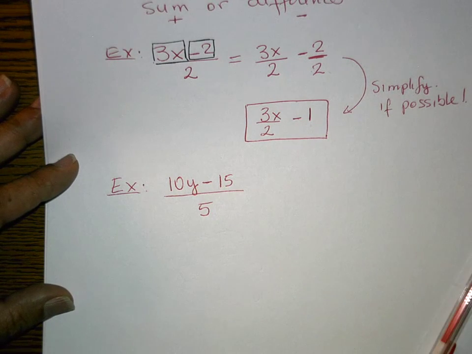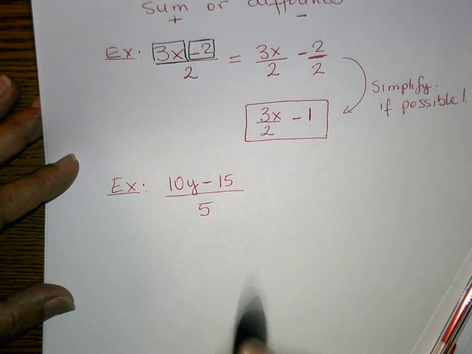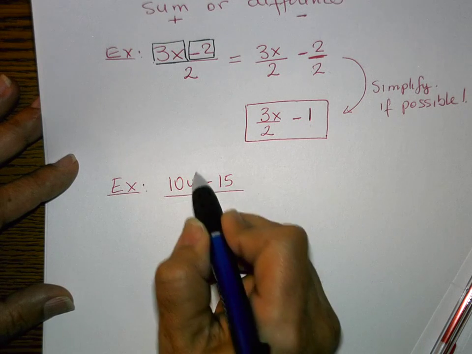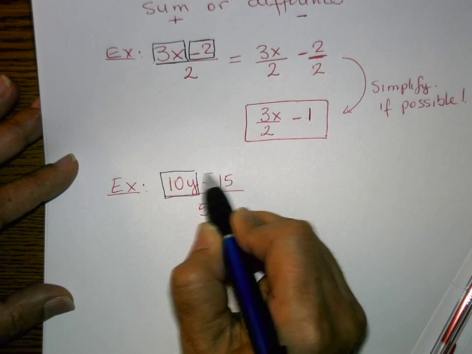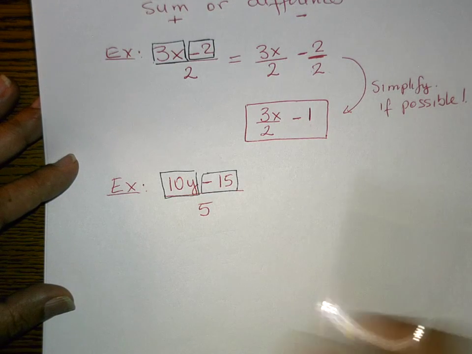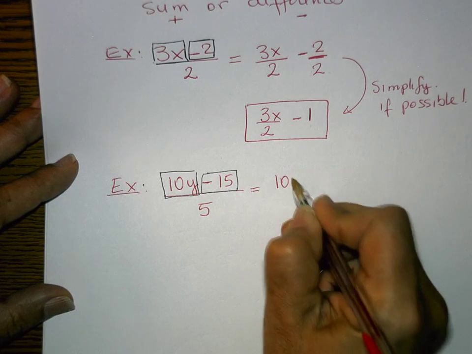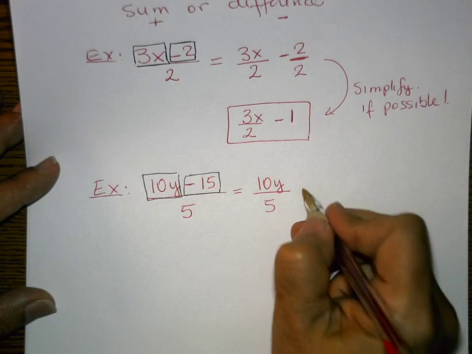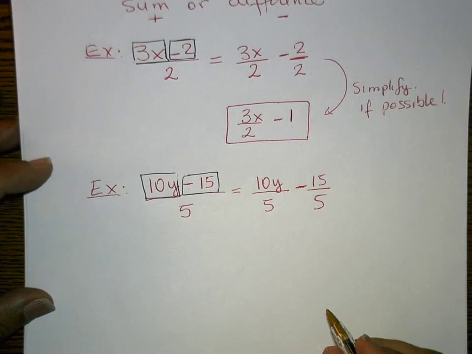So immediately you should see I have two separate items. This little subtraction is separating two different items. I have the 10y and I have the negative 15. Okay? So I have two separate items. The 10y is going to get its own denominator, 10y divided by 5. And the negative 15, minus 15 divided by 5. They each get their own denominator.